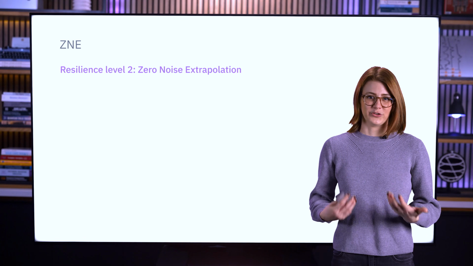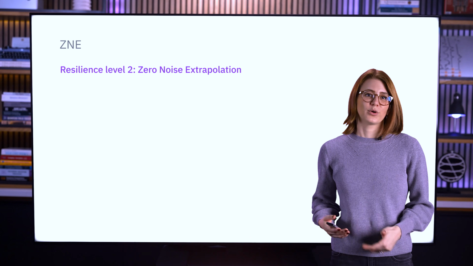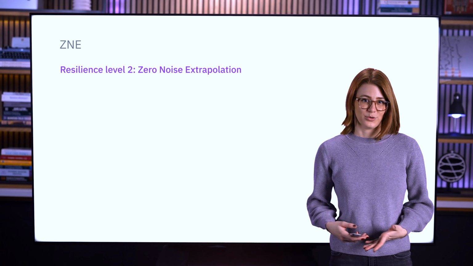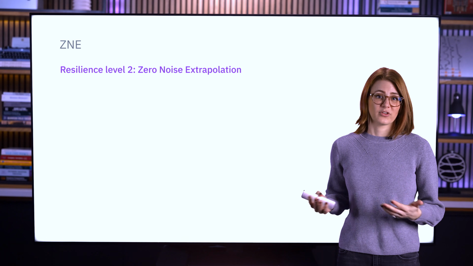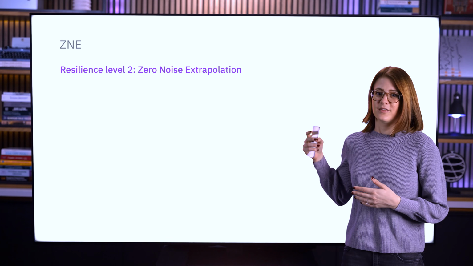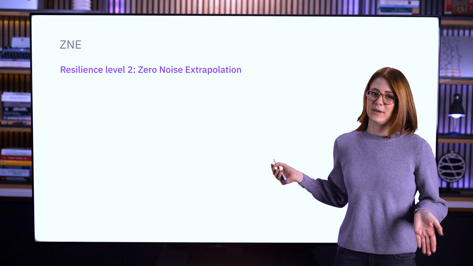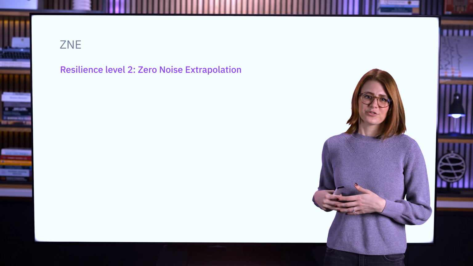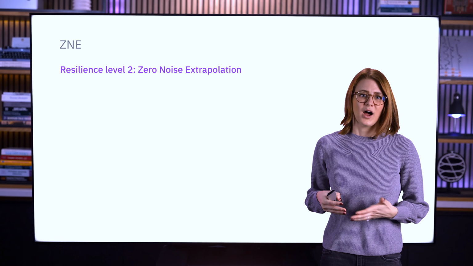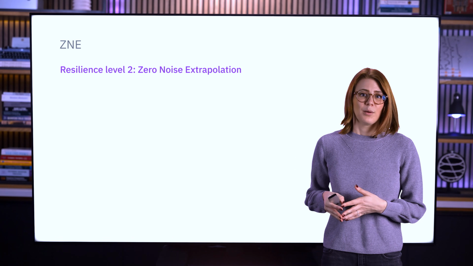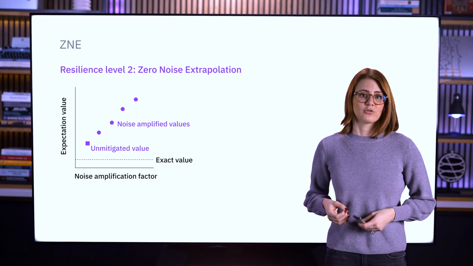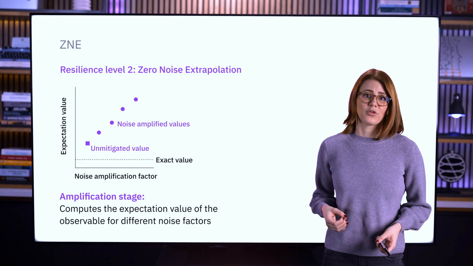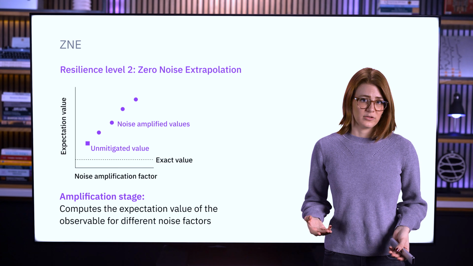Starting at resilience level 2, we introduce zero noise extrapolation, or ZNE for short. This is a popular technique that we've recently had a lot of success with. The idea behind ZNE might be a bit surprising. We actually add additional noise on top of what's already there. But what this does is it allows us to extrapolate in the reverse direction to predict what the results would look like if there was less noise.